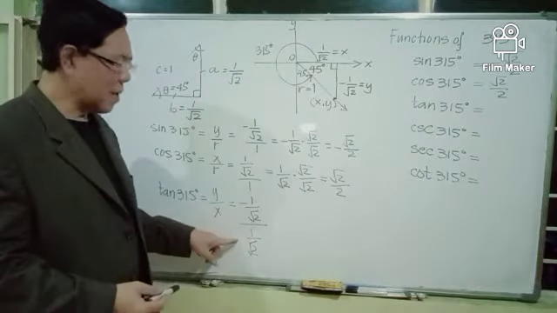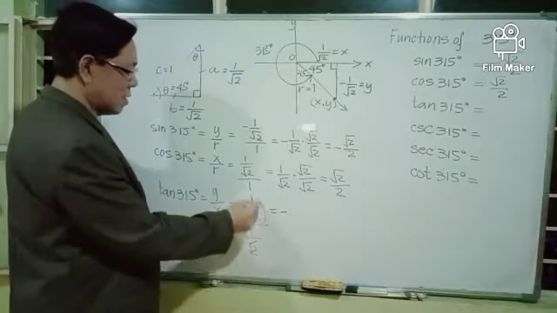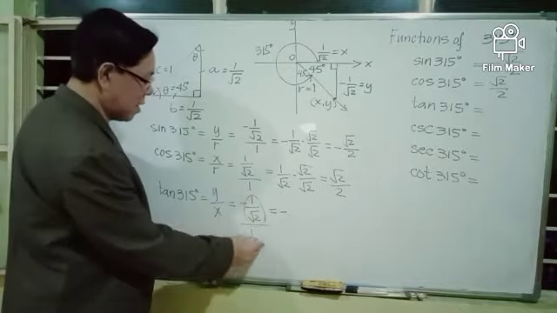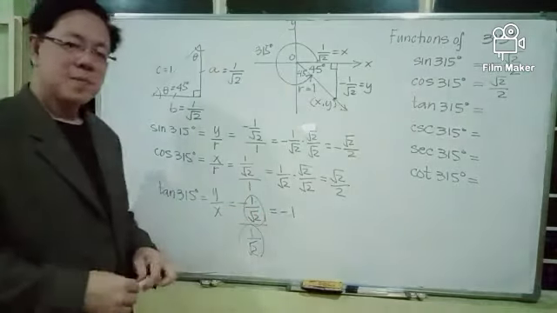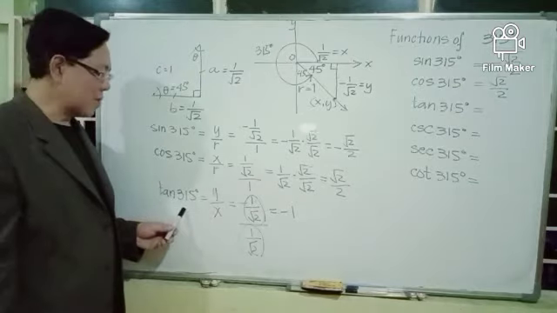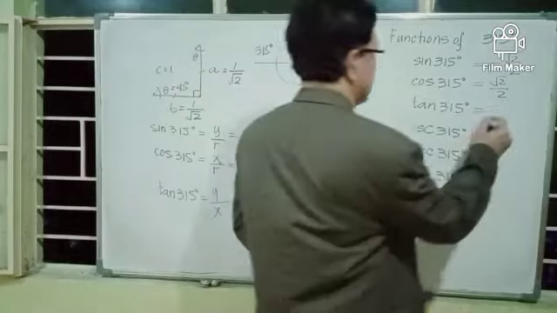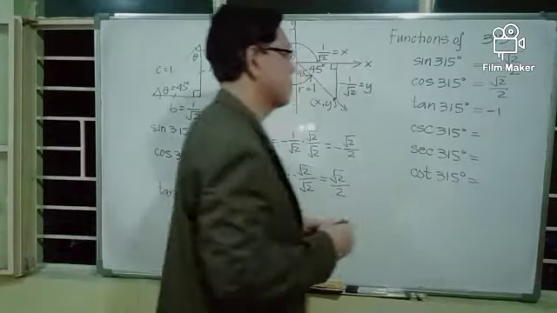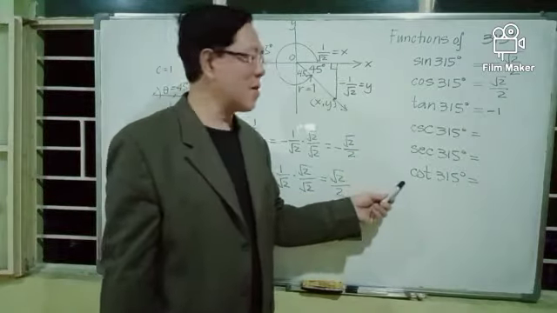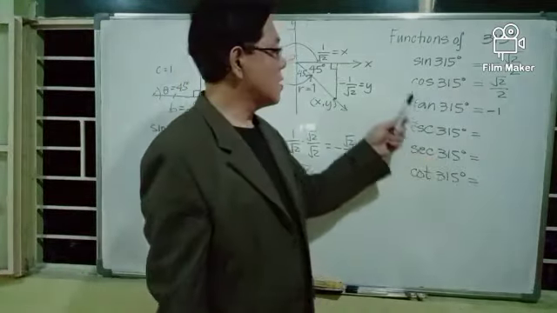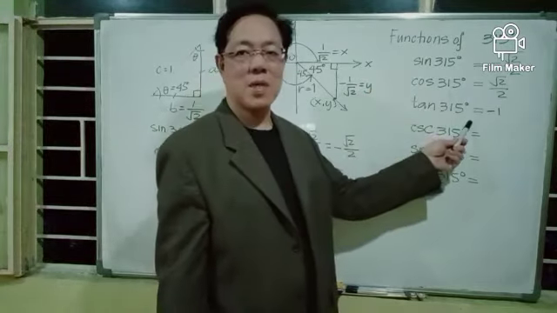And we have negative divided by positive is negative. And this quantity, 1 over square root of 2, divided by the same quantity, 1 over square root of 2, is 1. Hence, the tangent of 315 degrees is negative 1. And the values of the last three trigonometric functions of 315 degrees are the reciprocals of the values of the first trigonometric functions of 315 degrees.